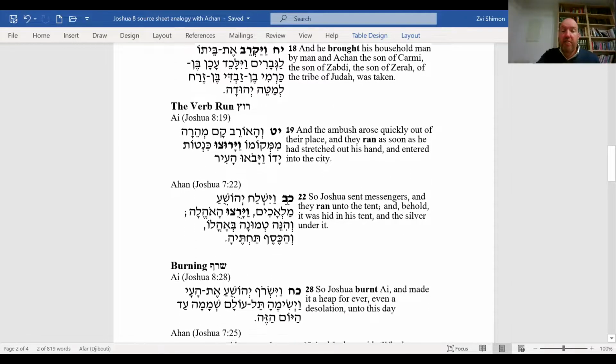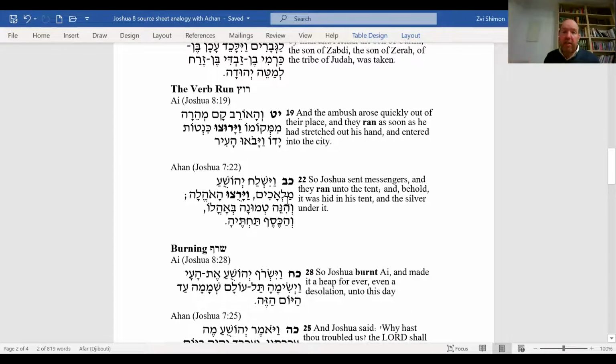In both instances, we have also the description of running. It's found in our war description that the ambush rose quickly out of their place, and they ran as soon as he had stretched out his hand, vayarutzu.